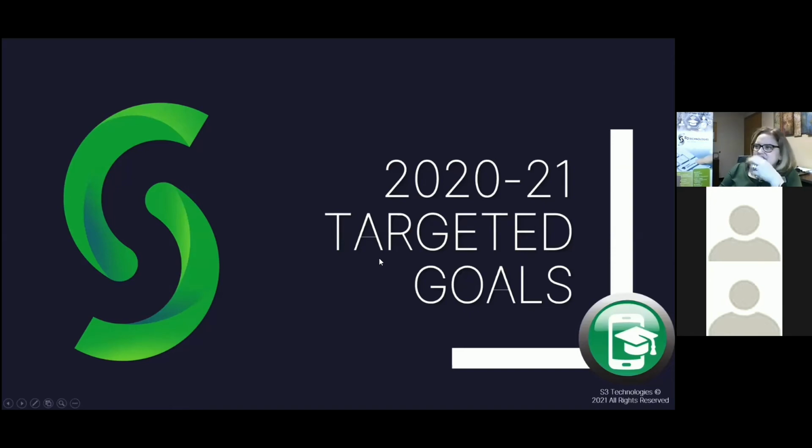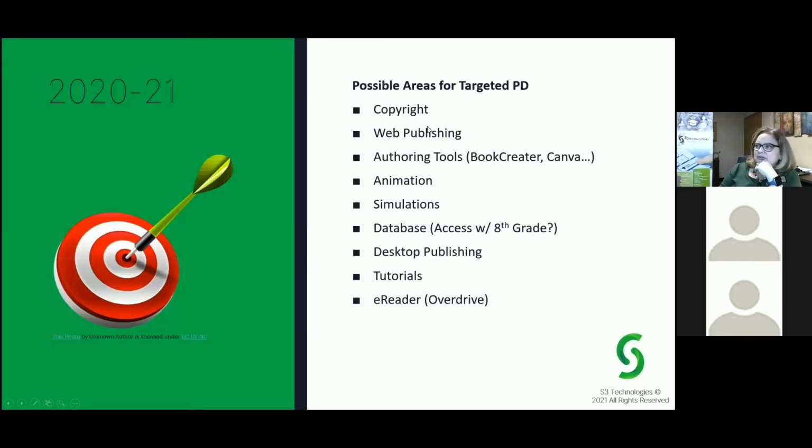And then this is just an example of some of the targeted goals. We did copyright 2 years ago, so we saw a huge increase in their comfort level in copyright. And then last year I didn't do copyright, so we kind of saw it decrease again. So we're hitting it again this year.